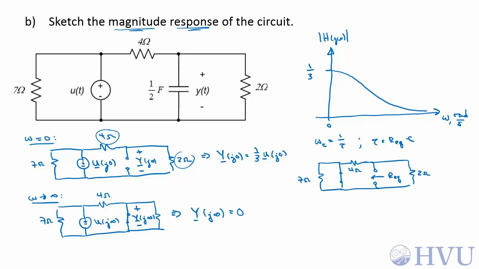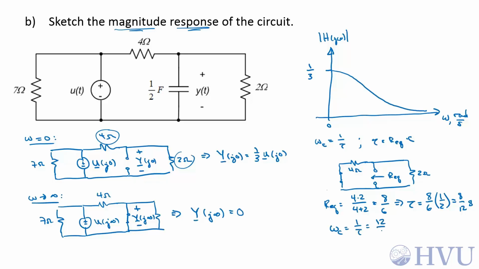So this 7 ohm resistance is in parallel with a short circuit, which makes this entire side a short circuit. So Req is 4 ohms in parallel with 2 ohms, which is 4 times 2 over 4 plus 2, or 8 over 6. So tau is equal to 8 over 6 ohms times a half a farad, or 8 over 12 seconds. That means that the cutoff frequency, omega sub c, is 1 over tau, so that's 12 over 8 radians per second. The cutoff frequency is 12 over 8.